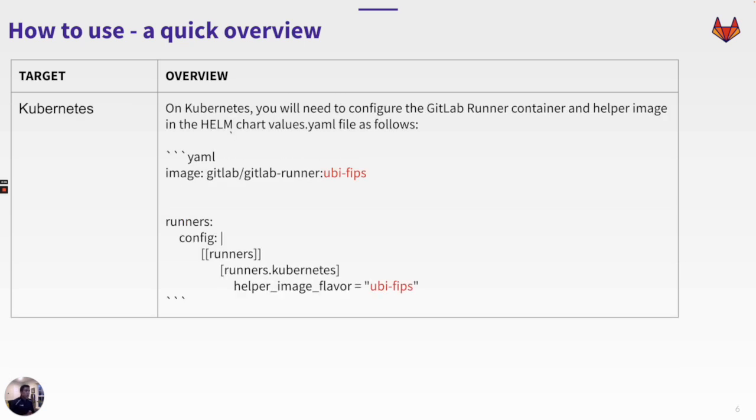On generic Kubernetes, you'll need to configure the GitLab Runner container and helper image in your Helm chart values YAML file, specifically as follows. You'll be calling the GitLab Runner UBI-FIPS image, as in this construct. And then in the configuration section, you'll be specifying the helper image flavor as UBI-FIPS. This helper image flavor syntax, as well as this syntax here, is covered on our advanced documentation page for GitLab Runner, and I'll post links to all of those pages in the video description.